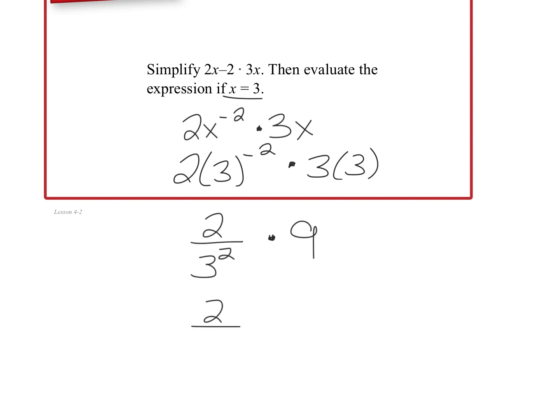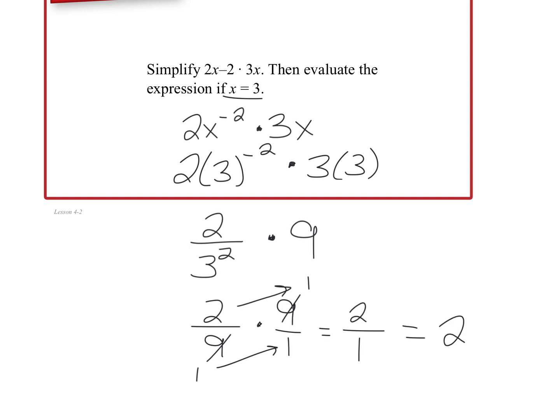We have 2 over, what's 3 squared? 9 times 9. Think way back to chapter 2. Over 1. Okay. How do we solve this? We can simplify, or we can multiply straight across. What simplifies? The 9s cancel each other out, and we're left with 2. Now multiply straight across. We have 2 over 1, which is 2.